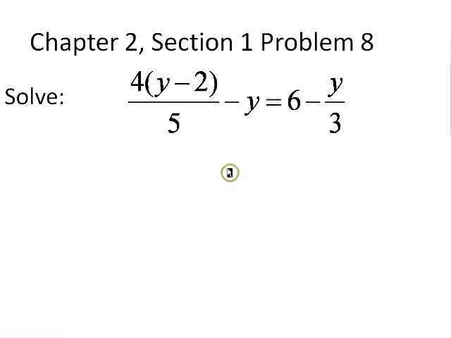What we want to do is eliminate our fractions by multiplying each of the individual terms by the least common denominator, which in this case is going to be 5 times 3, which is 15.